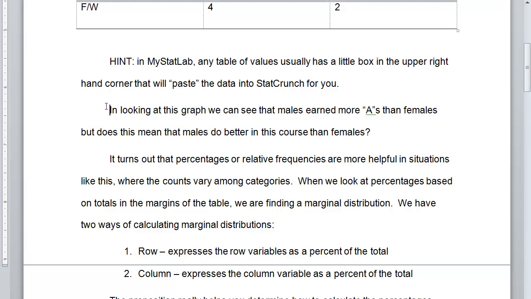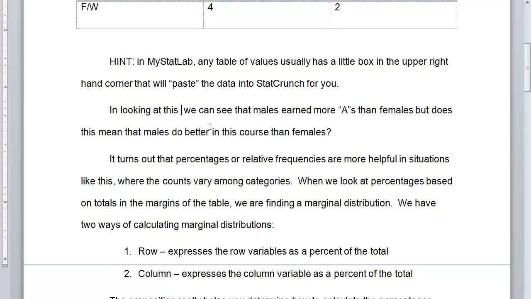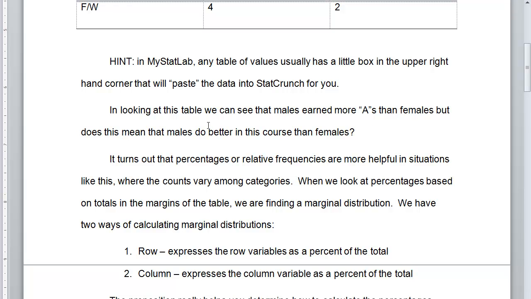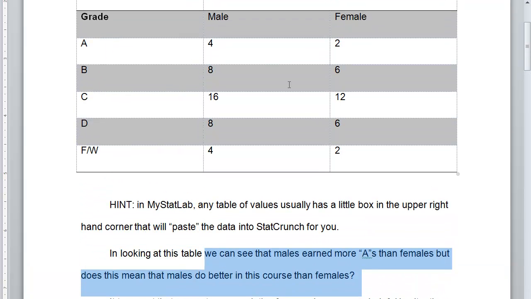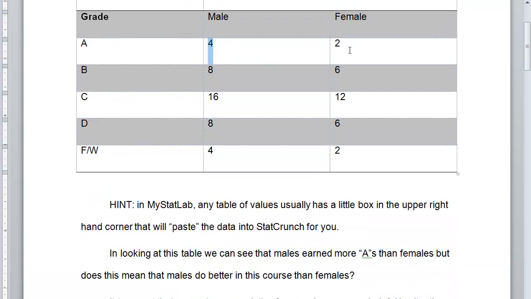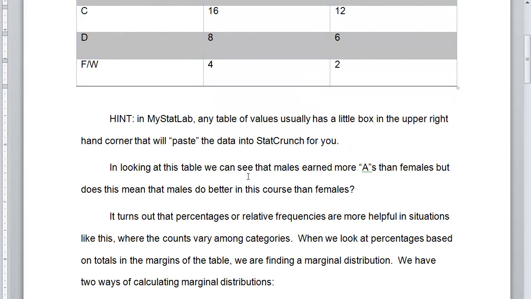So, in looking at this table, what can we see? We can see that males earned more A's than females. But does this mean that males actually do better in this course than females do? And so if we look, 4 males earned an A and only 2 females earned an A. And so are males outperforming females?